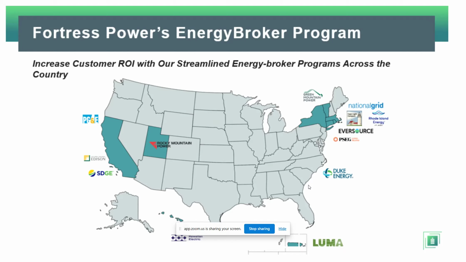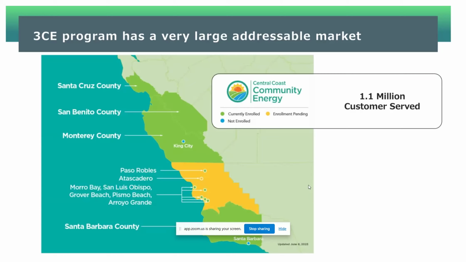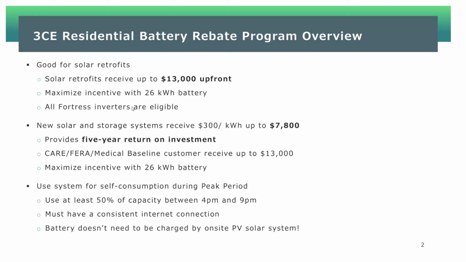So an example of a new program is the 3CE program, Central Coast Community Energy. And being in California, I'll talk about this one. This is a very interesting program that is stretching all the way from Santa Cruz County down to Santa Barbara County. And it's serving over 1 million customers. And this is a very new program. And some of the details include as follows.